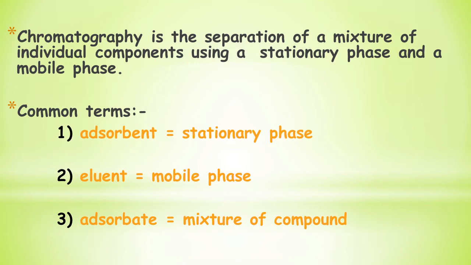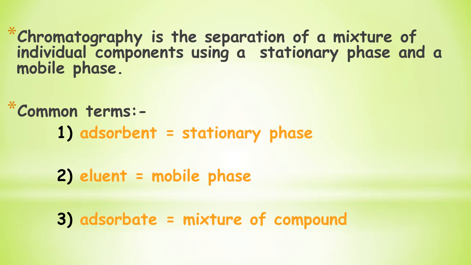What do you mean by adsorbent? Adsorbent is nothing but the stationary phase. It could be either a solid or a liquid supported on a solid media. Next is eluent. Eluent is the mobile phase. Mobile phase could be either a liquid or a gas. The mobile phase flows through the stationary phase and carries the components of mixture with it. Adsorbate is nothing but the mixture of compound to be separated.